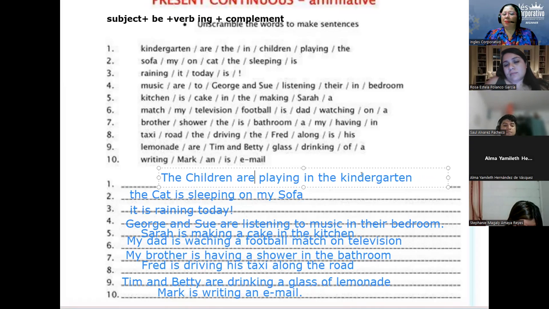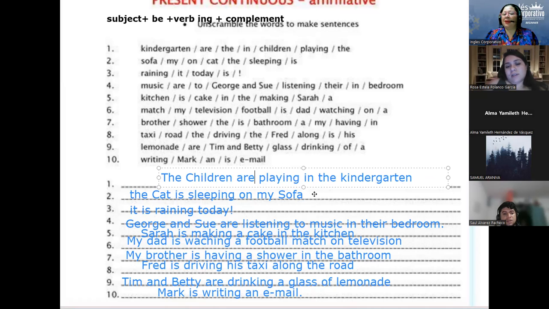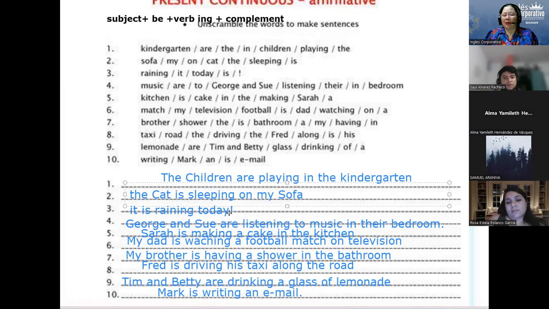The children are playing in the kindergarten. Ahora, si no, the children aren't playing in the kindergarten. What about the cat? Where is the cat sleeping? The cat isn't sleeping. Yes, that's correct. What about if it is not raining today? What is the way to say? It isn't raining today. Very good.